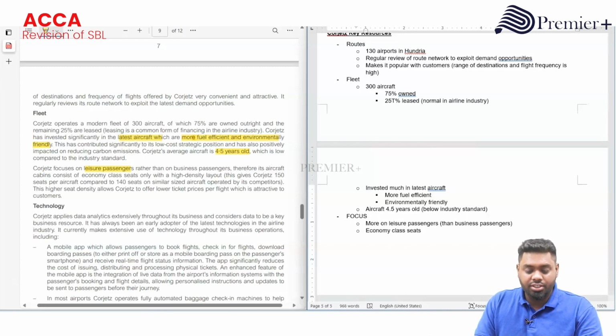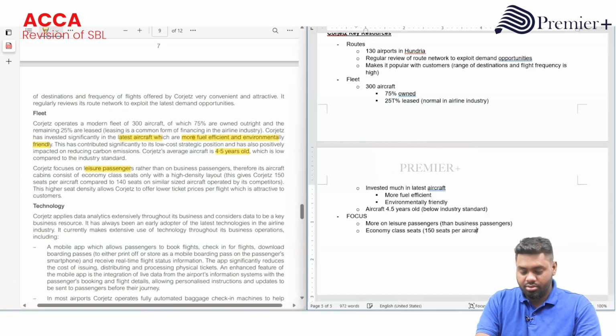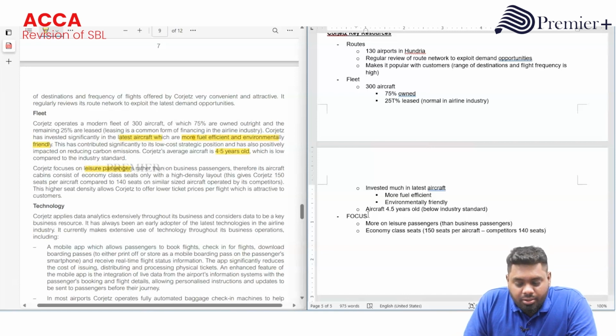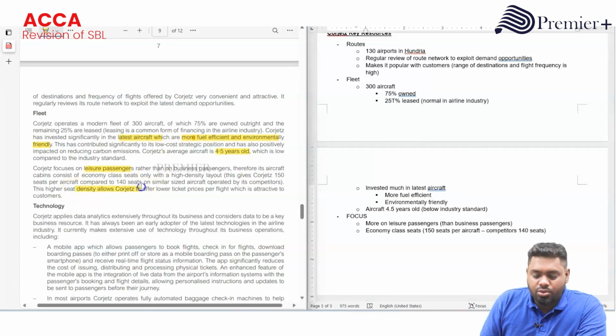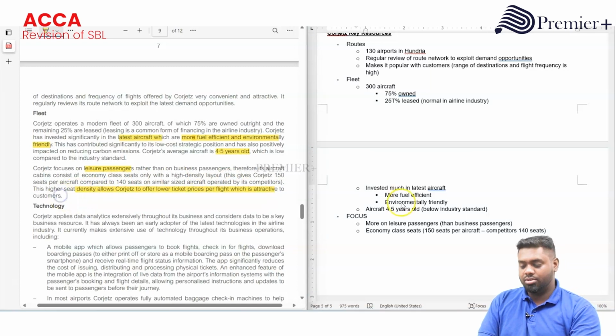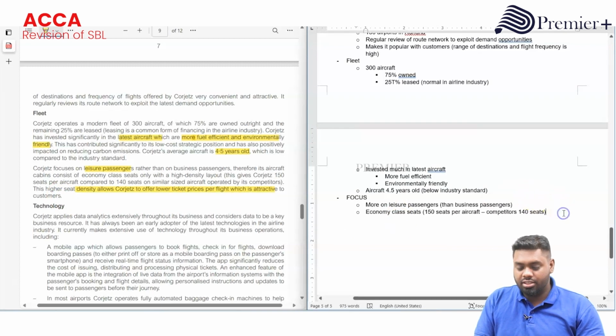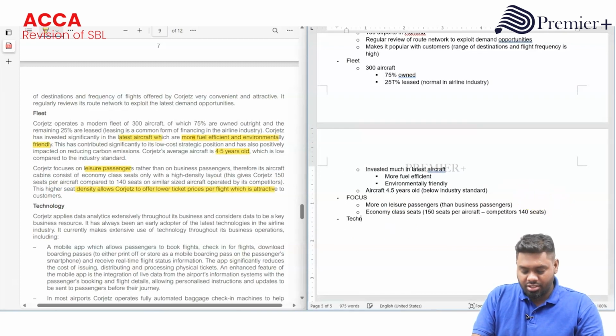This gives Cojet 150 seats per aircraft, compared to, okay, competitors typically having 140 seats. Why? Reduced facilities, it's no frills, right? So they'll have more space to work with. The higher seat density allows Cojet to offer low ticket prices per flight, which is attractive to customers. So we looked at the fleet aspect. So next is technology.